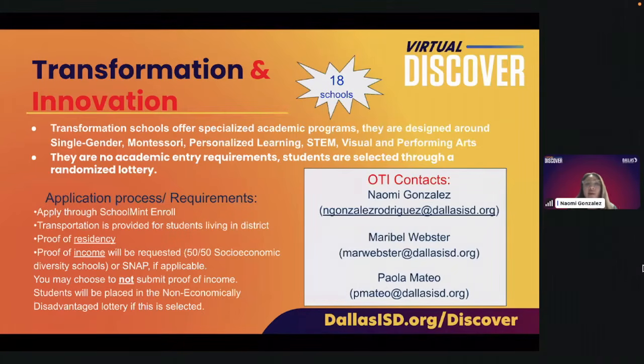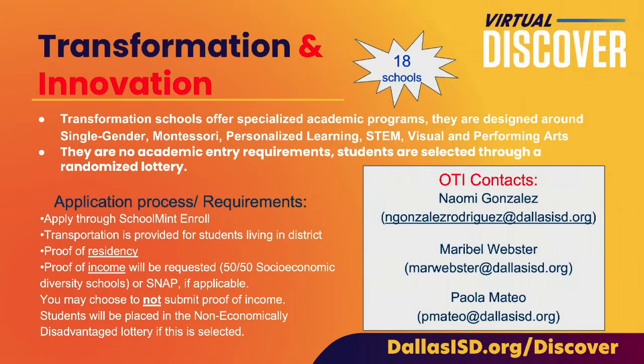They are designed around single gender, Montessori, personalized learning, STEM, visual and performing arts. For these campuses, there are no academic entry requirements. Students are selected through a randomized lottery. You can apply through the Schoolmint enroll system. For all the transformation campuses, transportation is required.